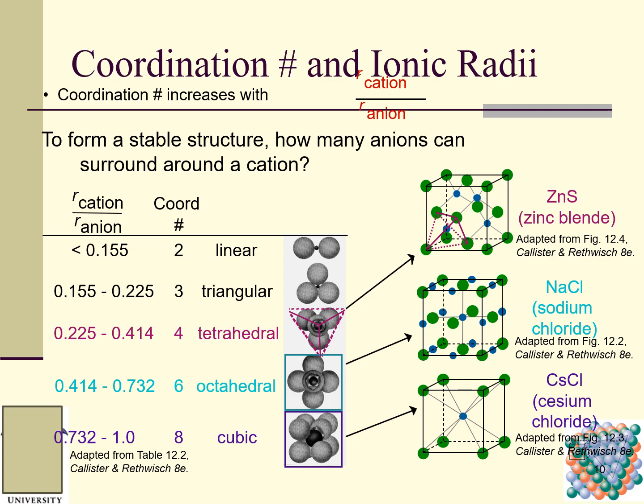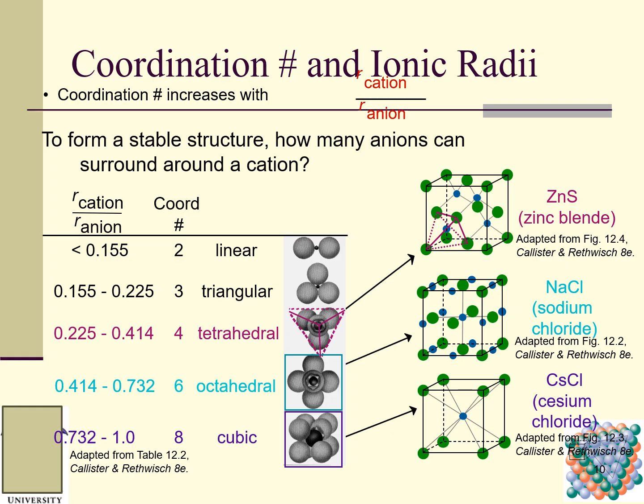For this interval we can have a triangle, with 3 ions around the cation: 1, 2, 3. For this interval, we can have 4, tetrahedral. And for this interval we can have 6, octahedral. For this interval, we can have cubic. So you can see the radii of the cation and anion are one of the deciding factors of the crystal structure. For this one, we have ZnS, zinc blende. This is an example of the crystal structure.